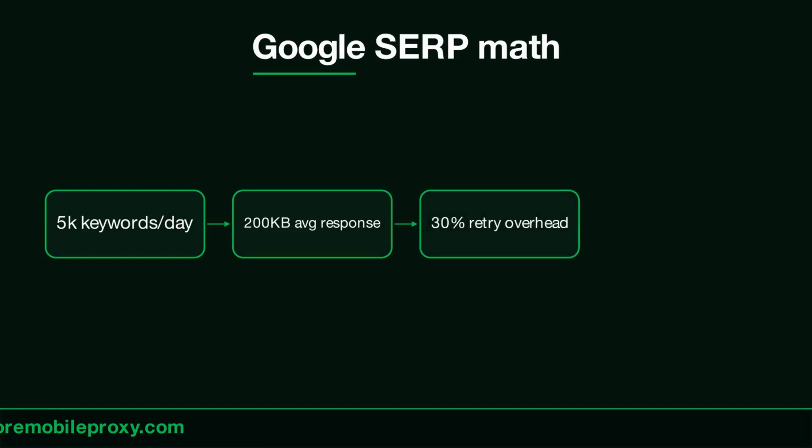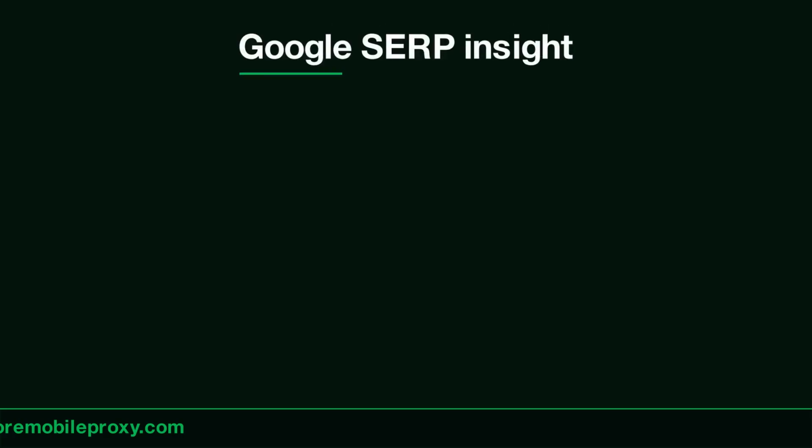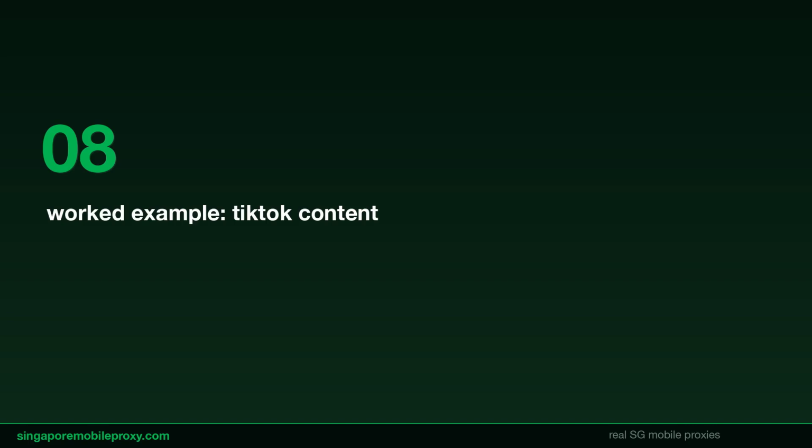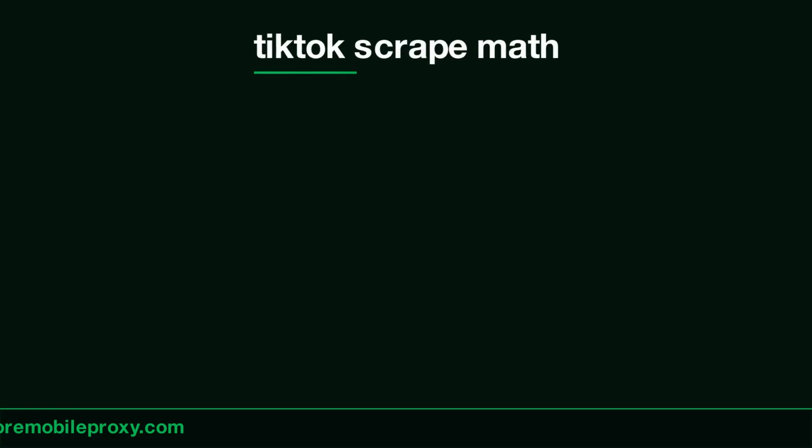For daily vendors, price these at 6 to 12,000 US dollars a month. Bandwidth dominates the bill. For example, Google search: 5,000 keywords tracked daily, 200 kilobytes average, 30% retry overhead because Google blocks aggressively. Daily 1.3 gigabytes, monthly 39, with headroom 50 gigabytes.